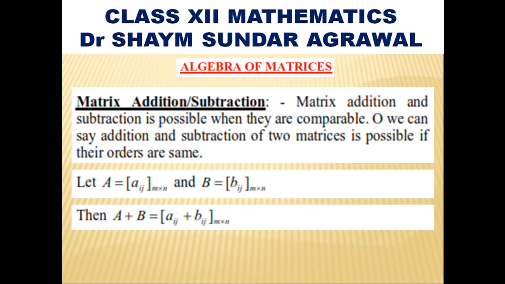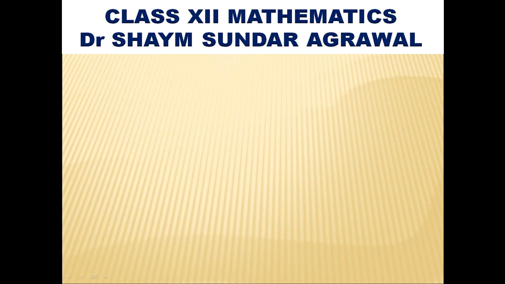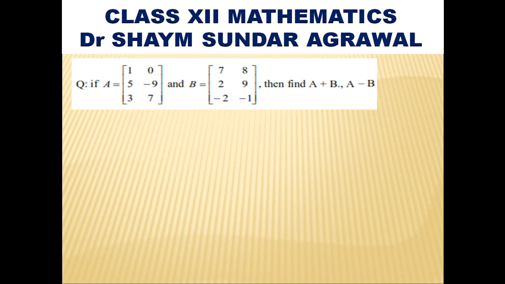That means addition of their corresponding elements. Let us take an example. If A is equal to [1 0; 5 -9; 3 7] and B is equal to [7 8; 2 9; -2 -1], we have to find their addition and subtraction. Here the given matrix A is of order 3 cross 2 and B is of order 3 cross 2, because each contains 3 rows and 2 columns. That is why they are comparable matrices. Hence, addition and subtraction of A and B are possible here.